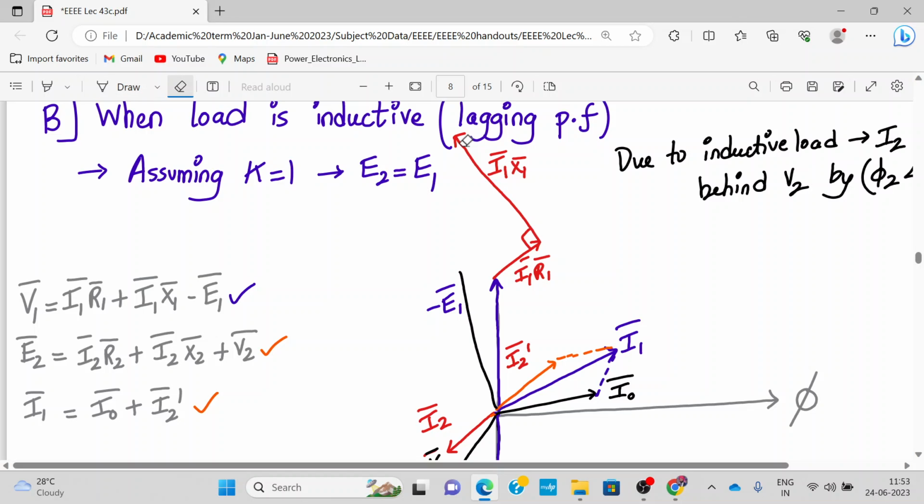Okay, let me draw properly. A straight line is a little difficult to draw with this. Yeah, this is your V1. I hope you got it. Now this is similar to what we have done before. And this becomes your phasor diagram when the load is inductive.